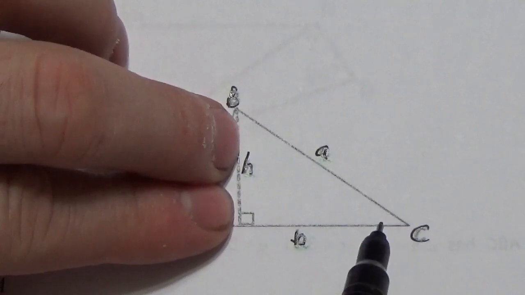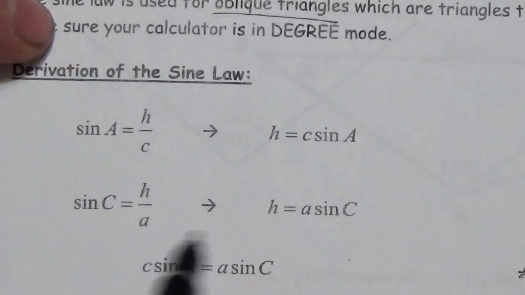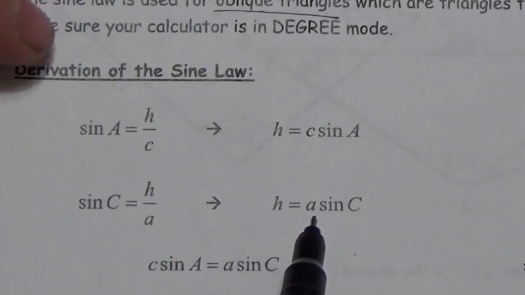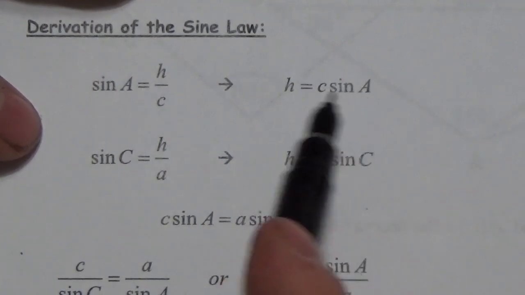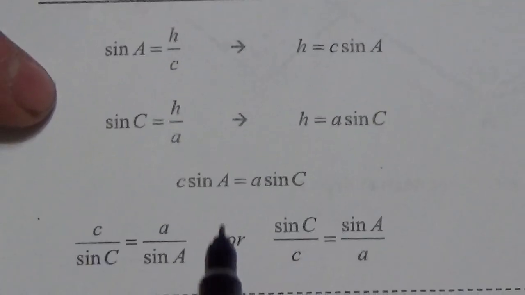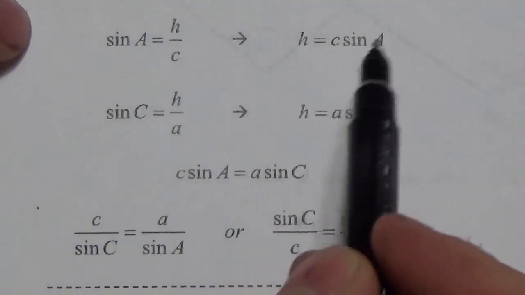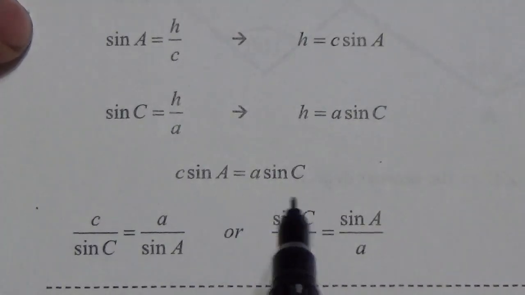There's my angle C. The sine of C is going to be h over a, and then I can multiply up by a to get h is equal to a times the sine of C. Now, because these two expressions here are both equal to h, I can set them equal to each other. If you want to give that a name, it's called the transitive property. This is equal to h, this is equal to h, so these two must be equal to each other.